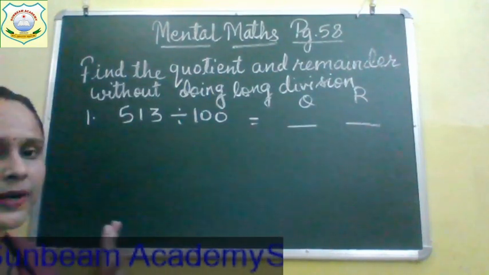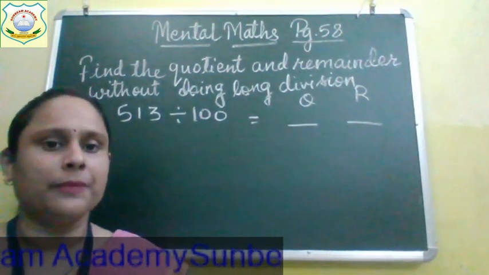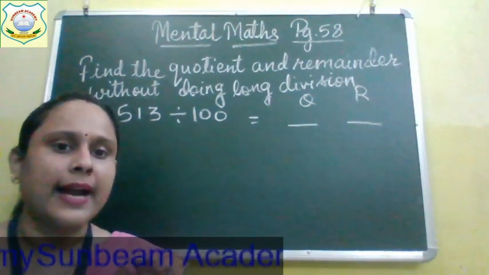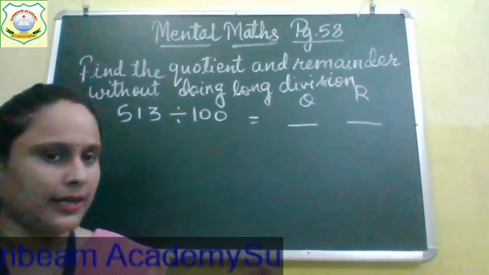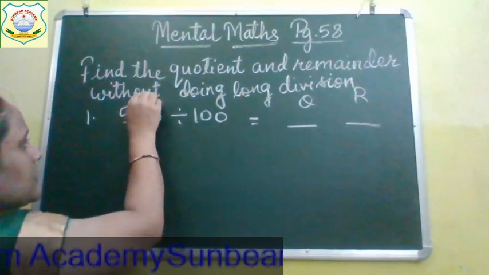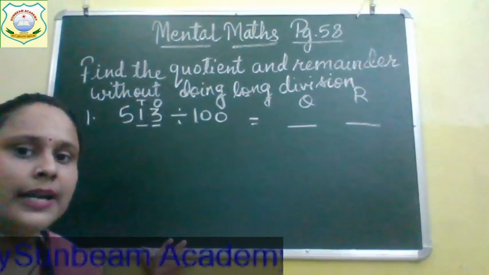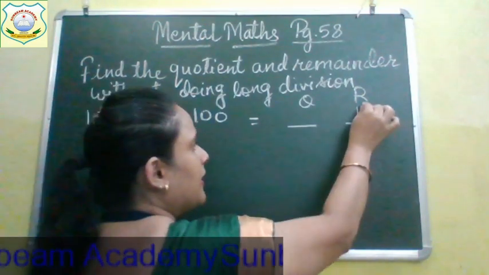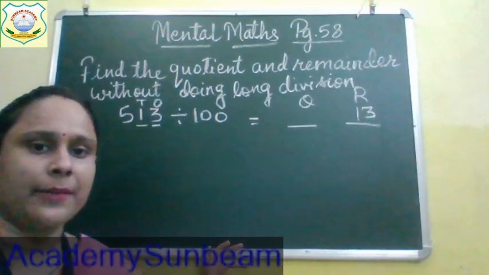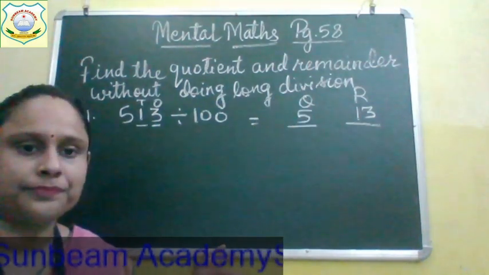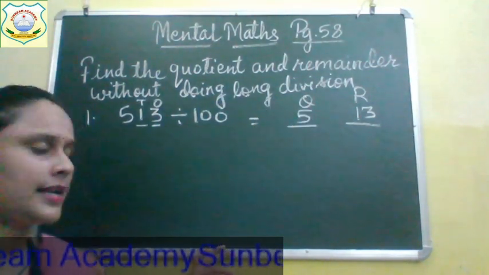So children, what I have told you: if any number is divided by 100, the numbers in the ones and tens place will become the remainder. Tens place 1, ones place 3. So 13 is the number, it will become your remainder. And how much is the number remaining? 5. 5 will become your quotient. Clear? Now see the next question.